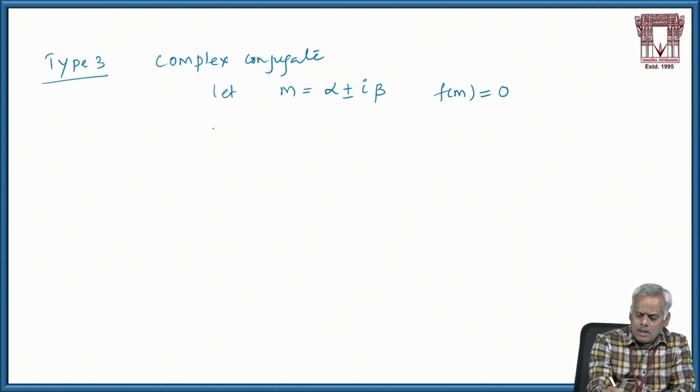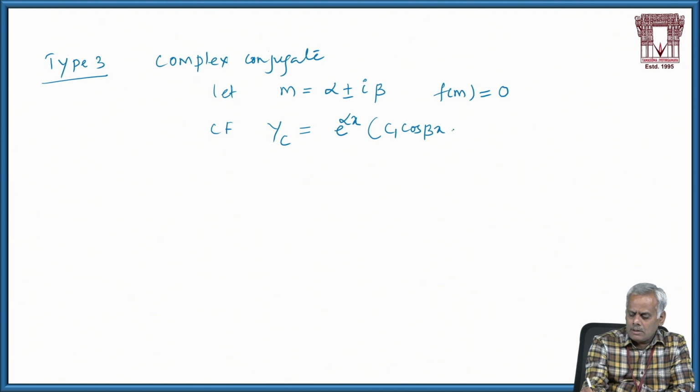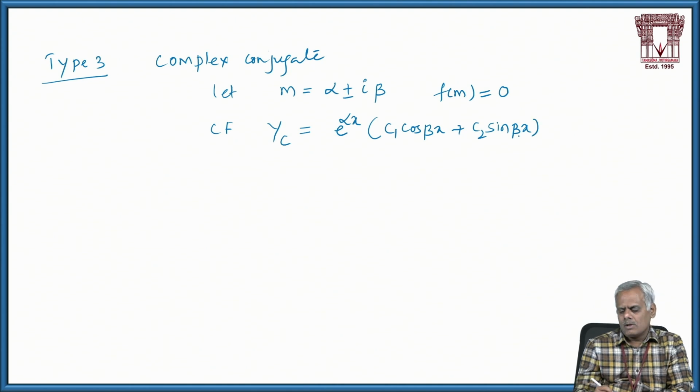So in this case, the part of the complementary function y suffix c is equal to e power alpha x, that is the real part, times (c1 cos beta x plus c2 sin beta x). So if roots are complex conjugate, then the complementary function is e power alpha x of (c1 cos beta x plus c2 sin beta x), where alpha is the real part and beta is the imaginary part.